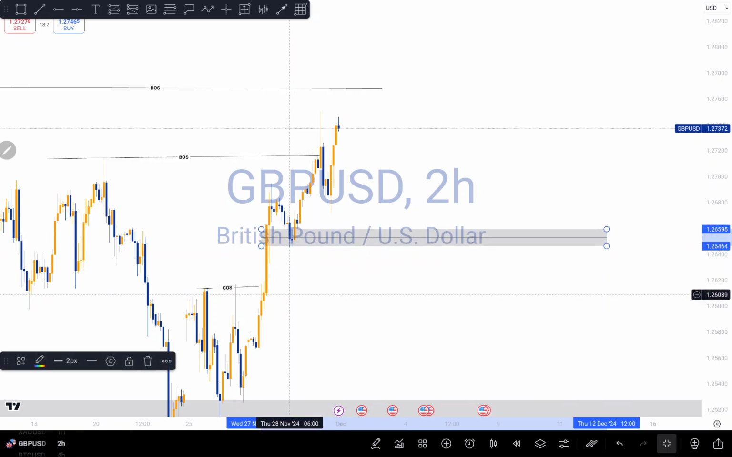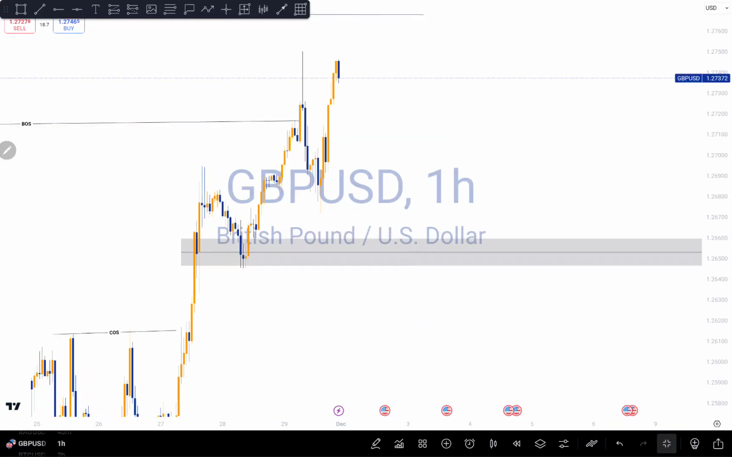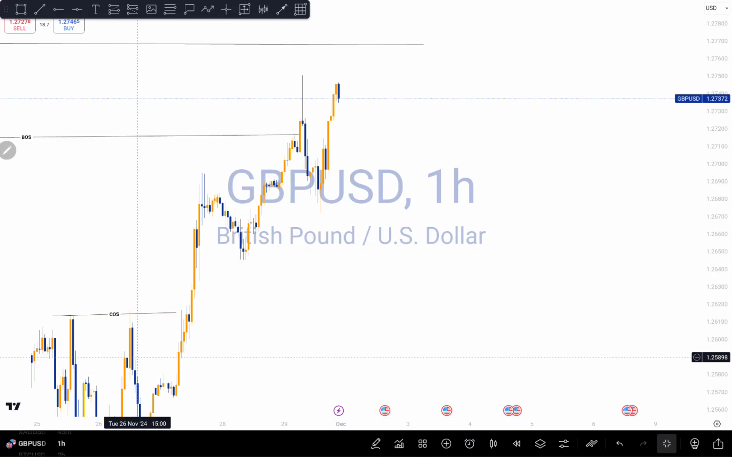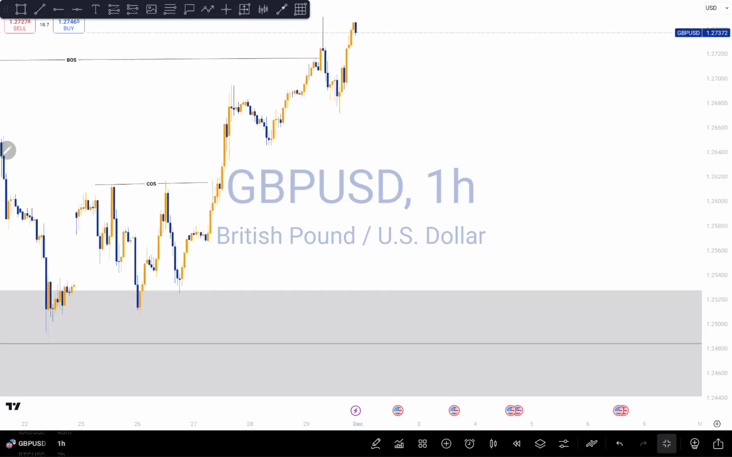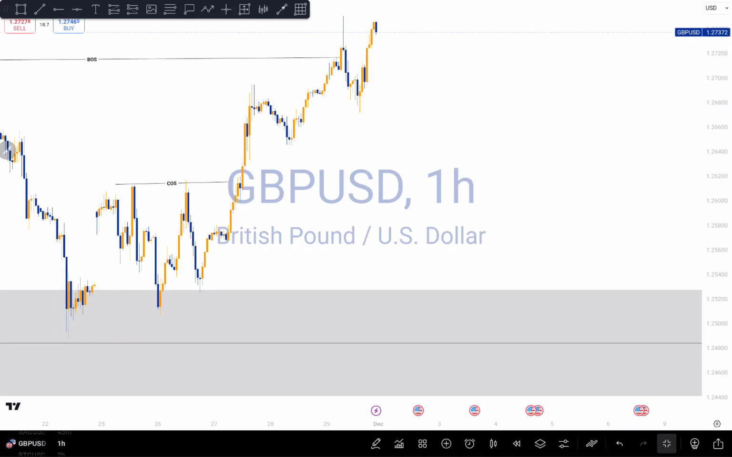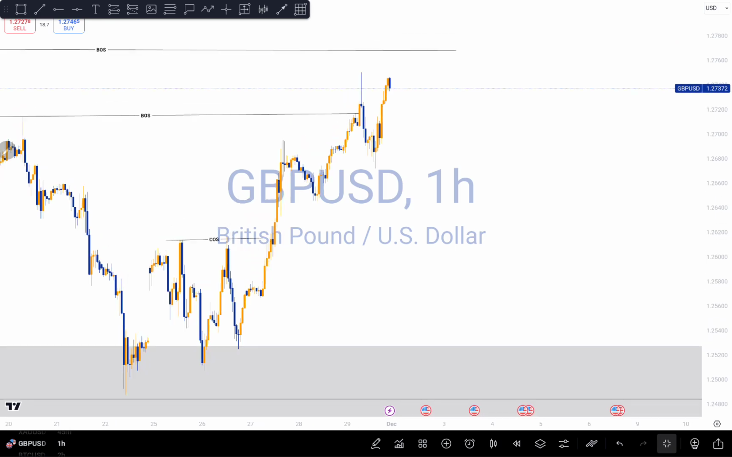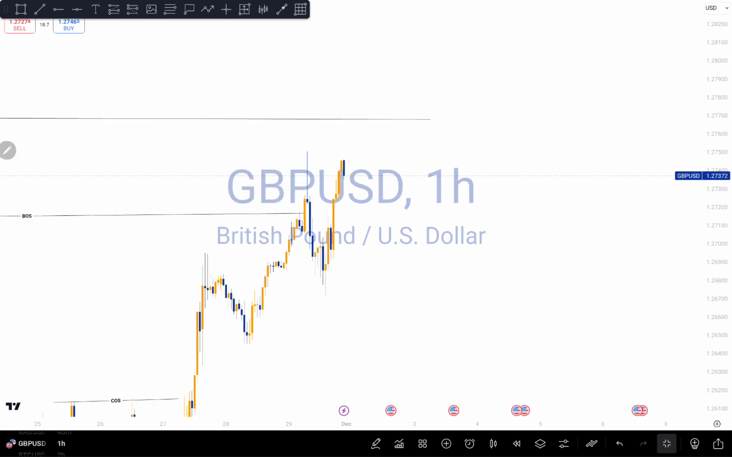There is no imbalance right here. Let me go to my smaller time frame to see if there is any imbalance. There is none, so this one is not valid. Let's see. So the real valid one is right here, right? But like I said, it's too extensive, so it might take a while for us to react around this area.